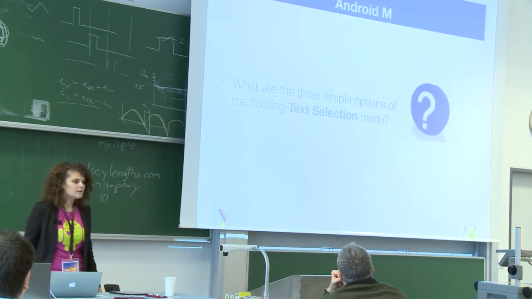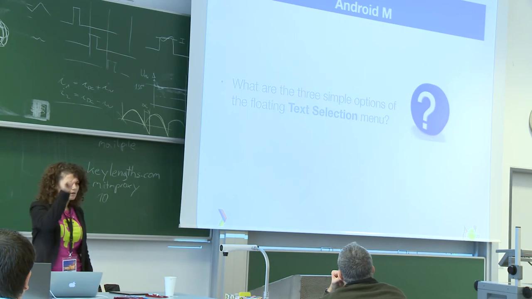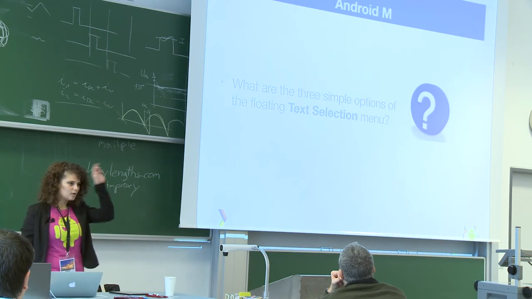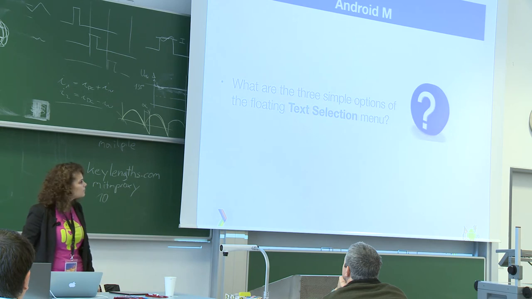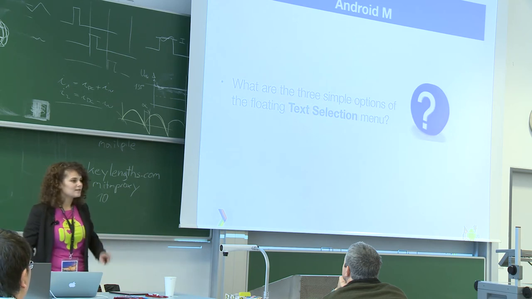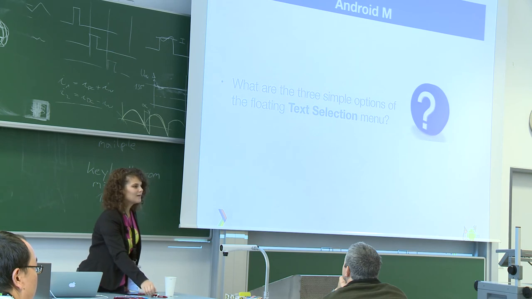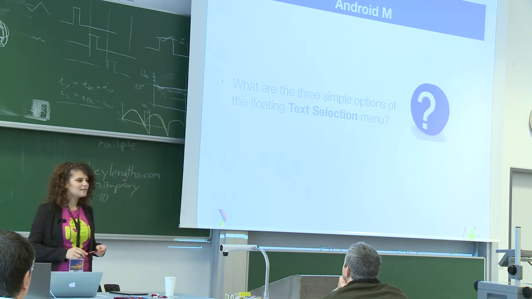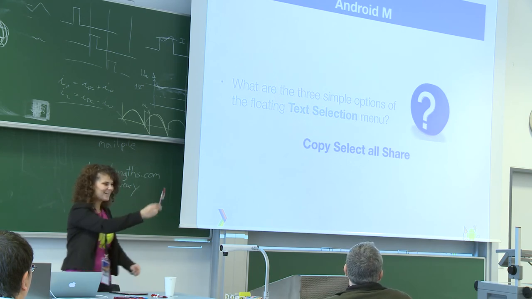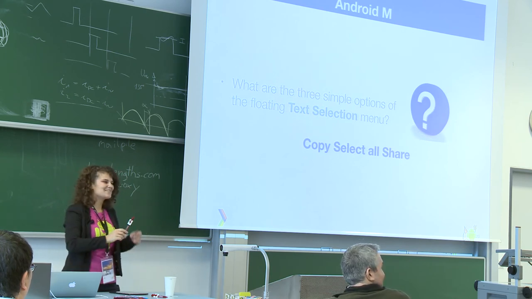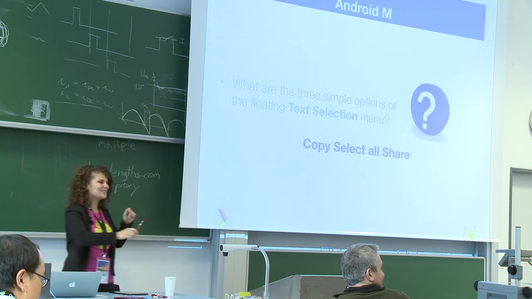Text selection also got an improvement. Now it's not a top bar at the top of Android. Do you know what options appear by default? There are three basic options: copy, cut, and paste, or probably translate. Copy, select all, and share. Okay, you will get a black one. Oh, you should really come closer, right? I will focus now.